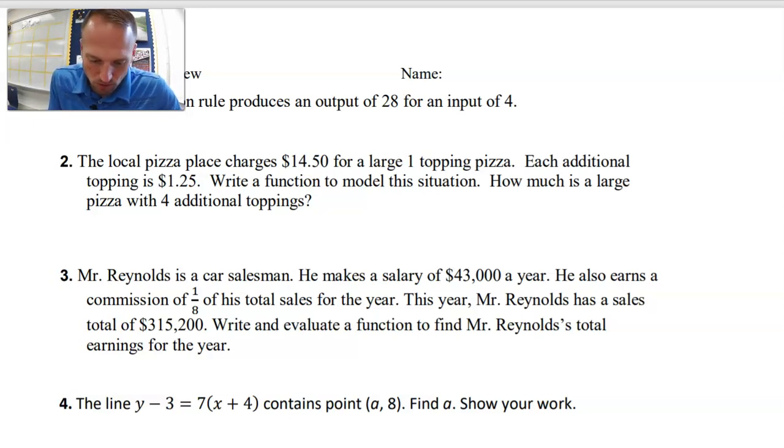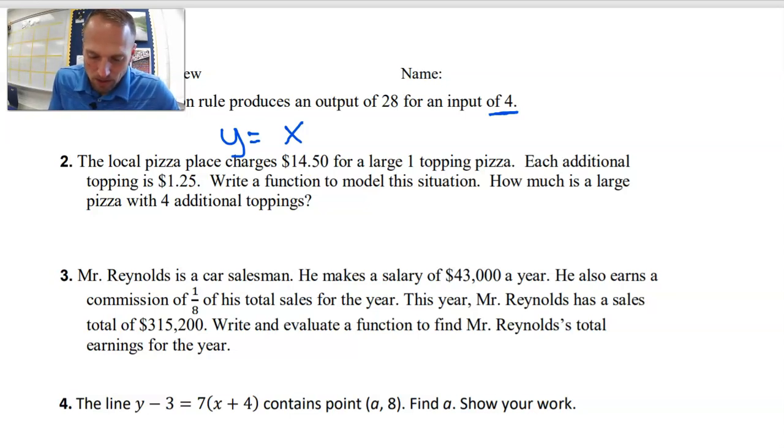A function rule is just another way of saying equation. So we're going to have an equation, y equals something with x in it, okay? So we've got an x and a y in our equation, so that's looking good. Now, my input, that means it's my x, is going to be 4, and I need to change that into a 28. Well, how would I change a 4 to a 28?